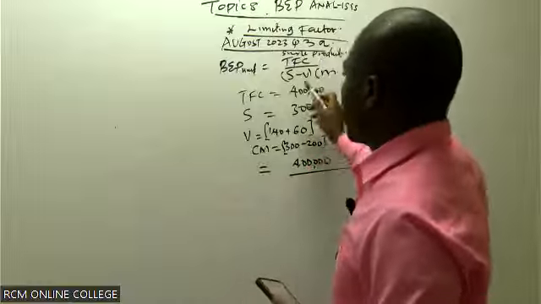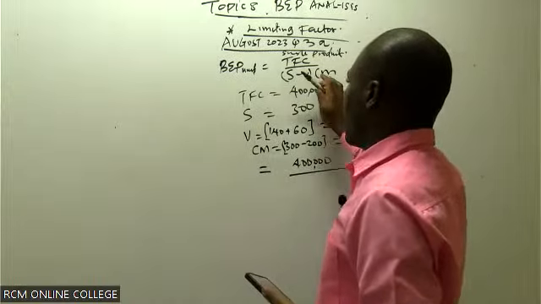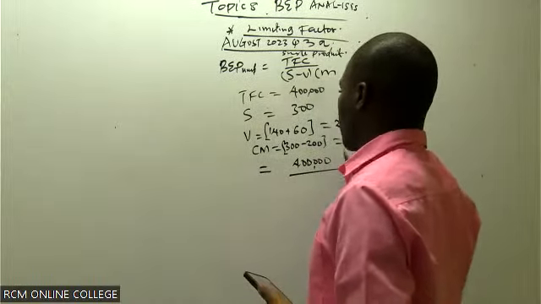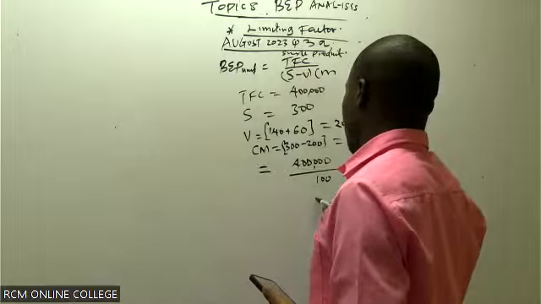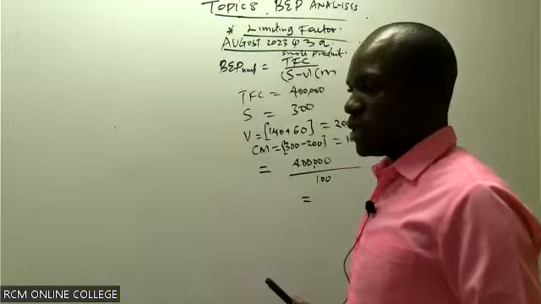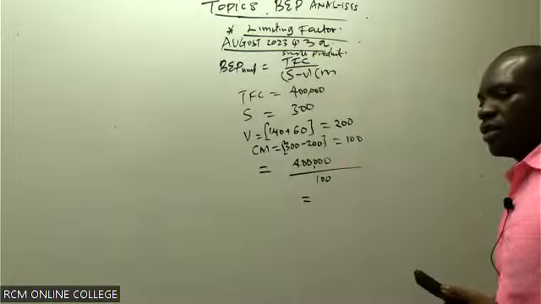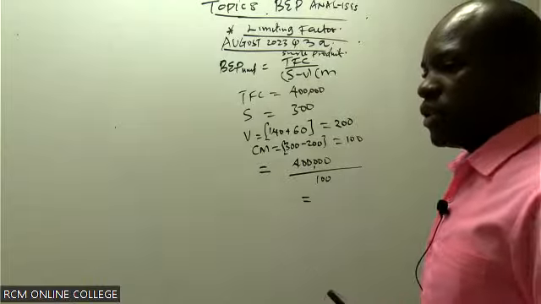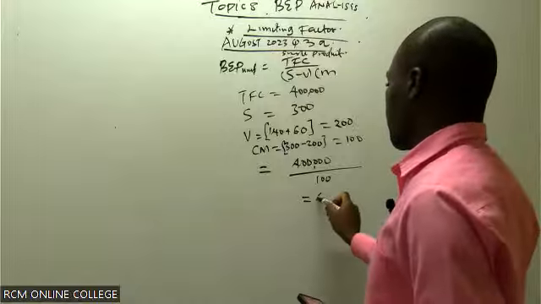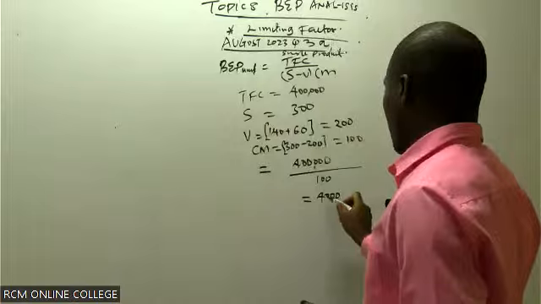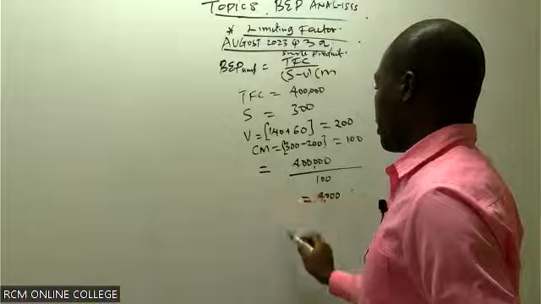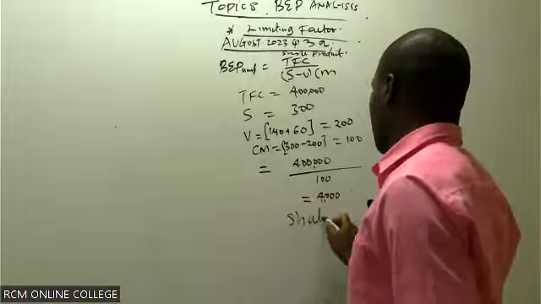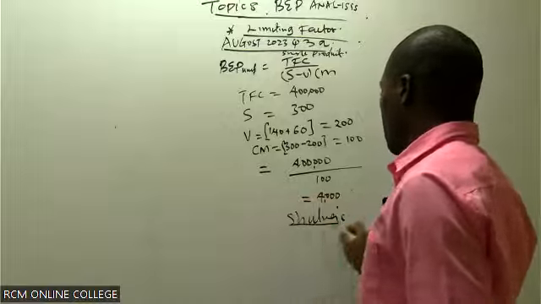Some people take S minus V down here, or they just take contribution margin. So we can decide to bring our contribution margin here and be able to get the break-even point in units. How many will we have? The break-even point in units will be 4,000. I want you to go ahead and get the break-even point in shillings.